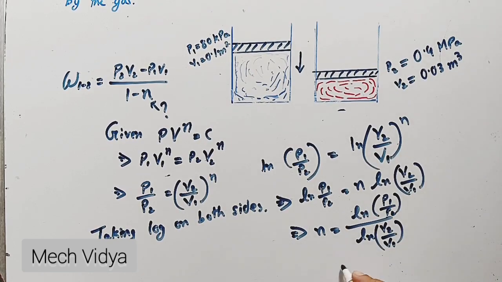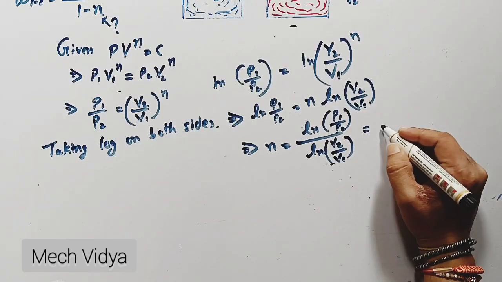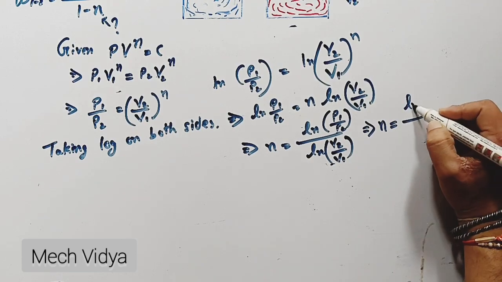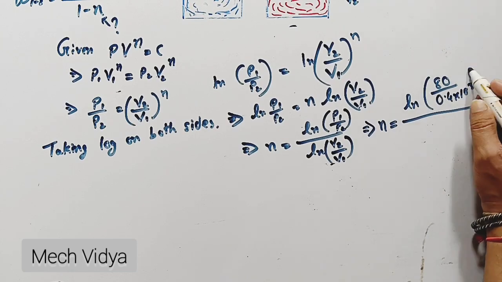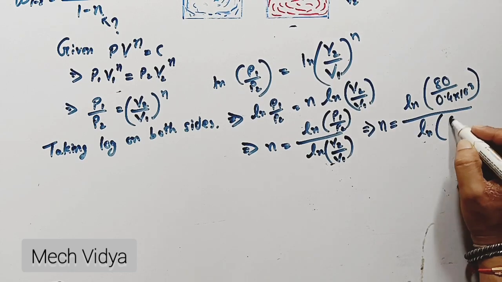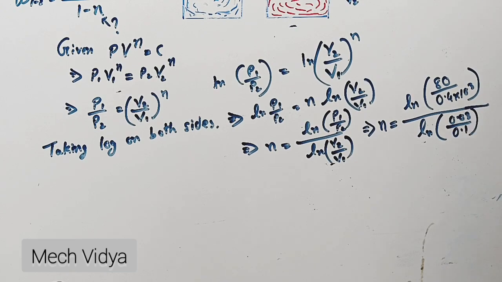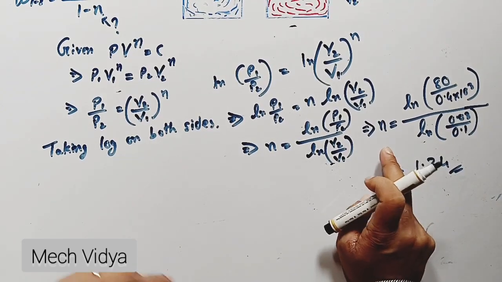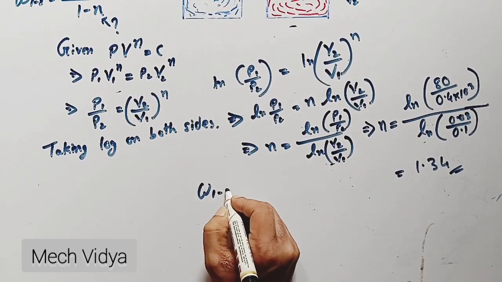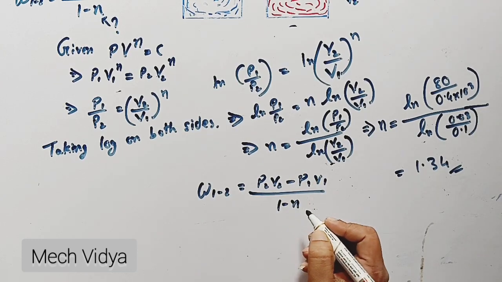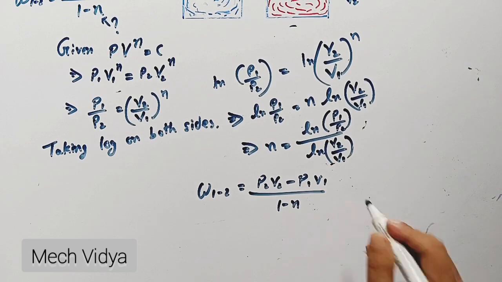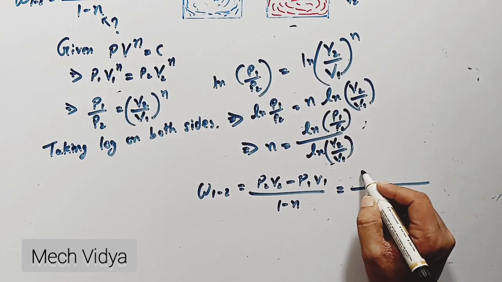Now just simply substitute the values of P1, P2, V2 and V1. So I can write n is equal to ln of P1, which is 80, divided by P2, which is 0.4 into 10 to the power 3, divided by ln of V2 by V1, 0.03 divided by 0.1. Okay, so if you do this calculation you will find the value of n as 1.34. Okay, now simply put this value in the work done equation P2 V2 minus P1 V1 by 1 minus n.